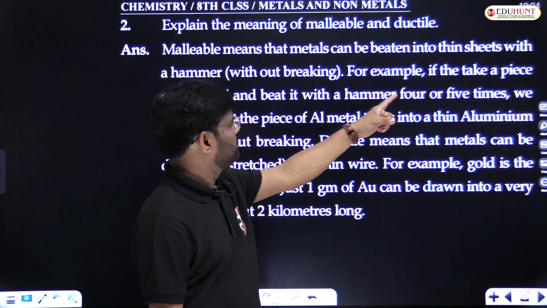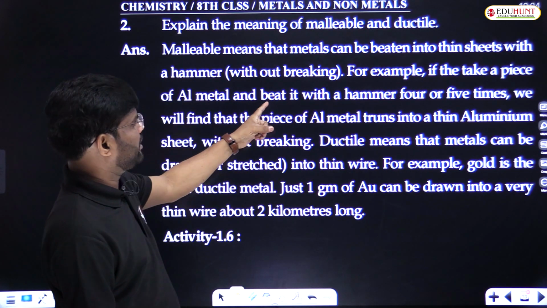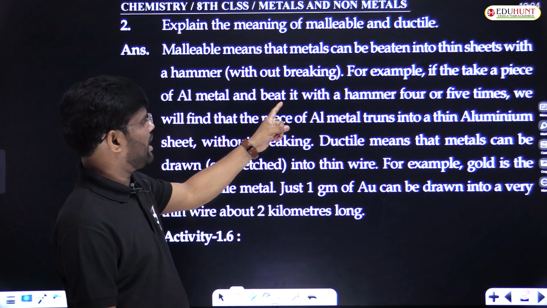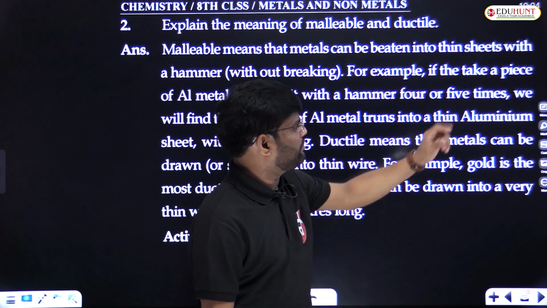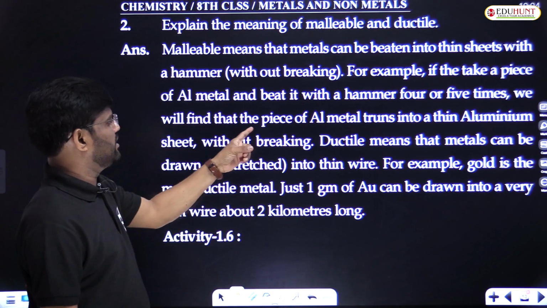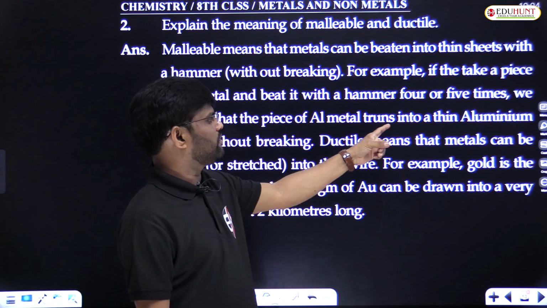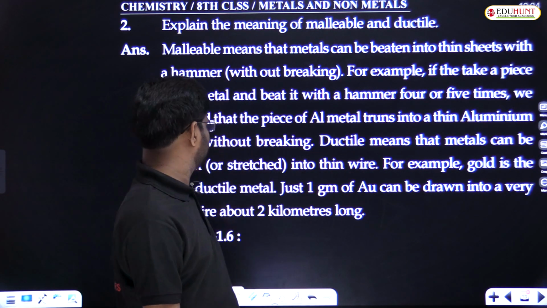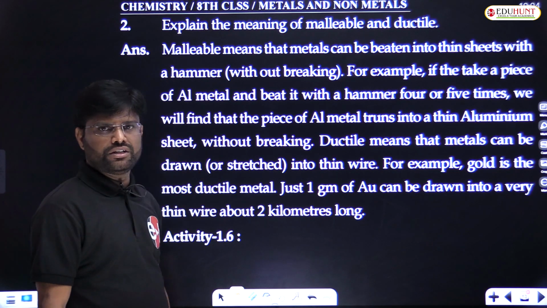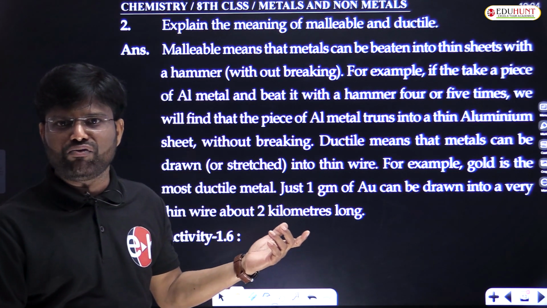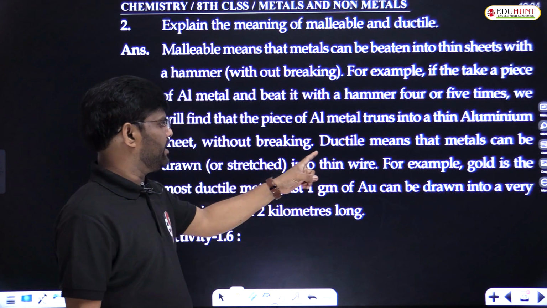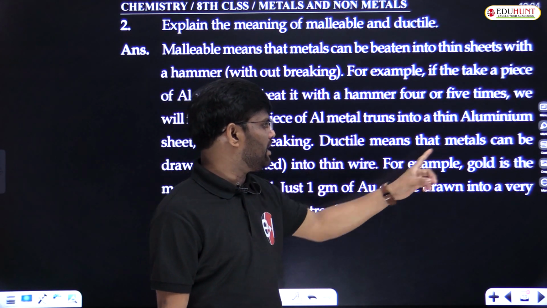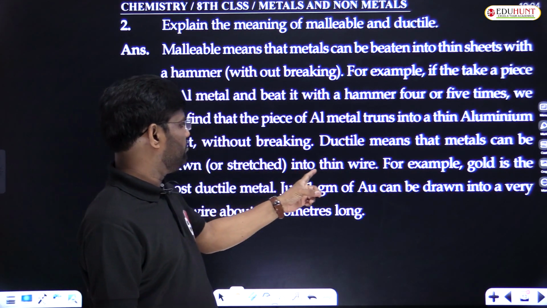For example, a piece of aluminum metal is taken and beaten with a hammer 4 or 5 times, we will find the piece of aluminum turns into a thin aluminum sheet. This is called aluminum foil also, without breaking. Ductile means the metal can be drawn into wires.